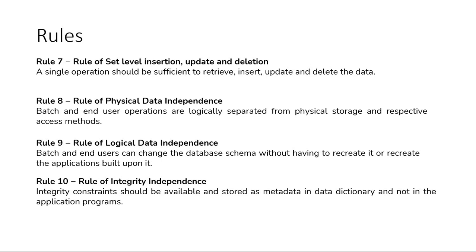Rule number 8 is the rule of physical data independence. We know that in our architecture we have 3 levels: the physical, the logical, and the view level. In every layer we have to keep the independence. So whenever we make any changes at the physical level, they should not be reflected to the end user. That is called physical data independence.